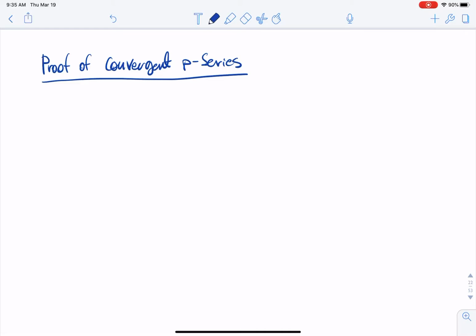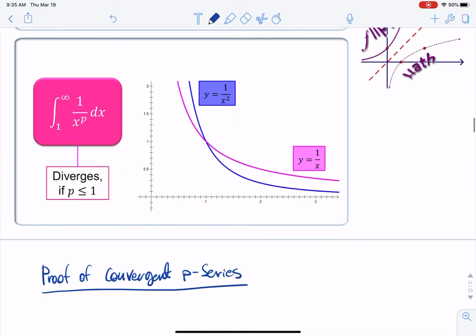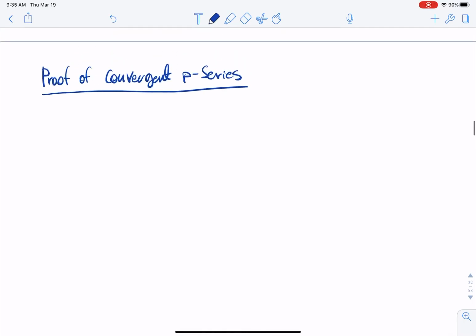P series. All right, so in order for it to converge, our p-value has to be greater than 1. Okay, so we're going to say let p be greater than 1 for this improper integral from 1 to infinity, 1 over x to the p with respect to x.